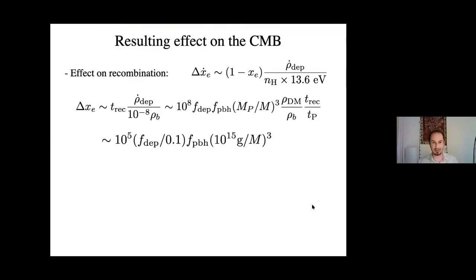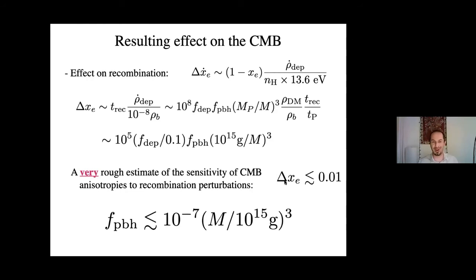Okay, so now let's use the estimate that we made for how this can affect recombination. Again, if you take the energy deposited per unit time, per unit volume, divided by the number density of hydrogen times the ionization energy, this gives you roughly the change in the free electron fraction rate of change. So if I plug in the equation that I derived just before, this 10 eV is 10 to the minus 8 times GeV. So this gives me 10 to the minus 8 times rho B. If I plug in what I had before, I get something like 10 to the 5 times this efficiency of deposition over 10% times the fraction of PBHs times 10 to the 15 grams over M cubed. So as a very, very rough estimate of how sensitive the CMB anisotropies are to changes in the free electron fraction.